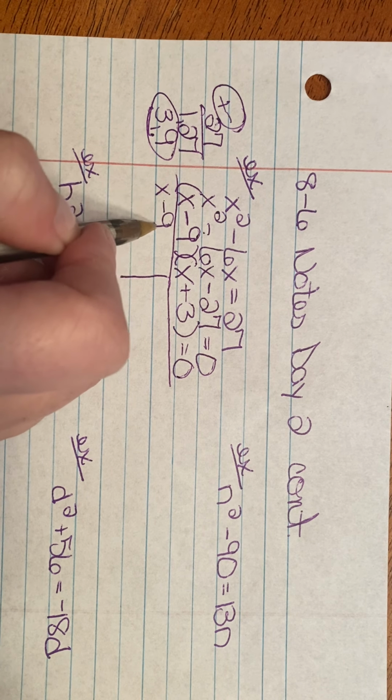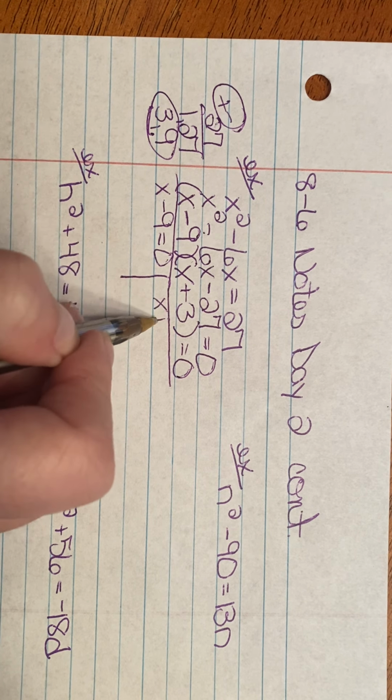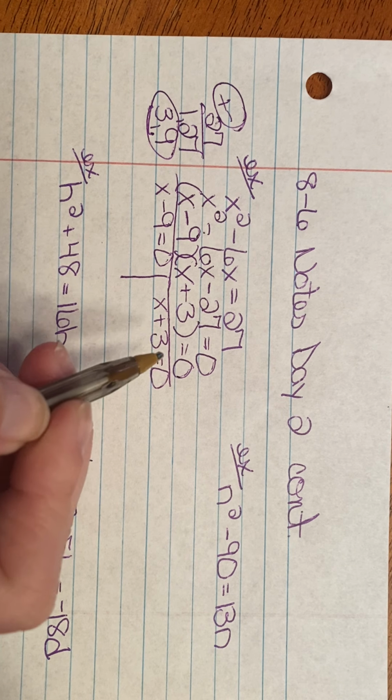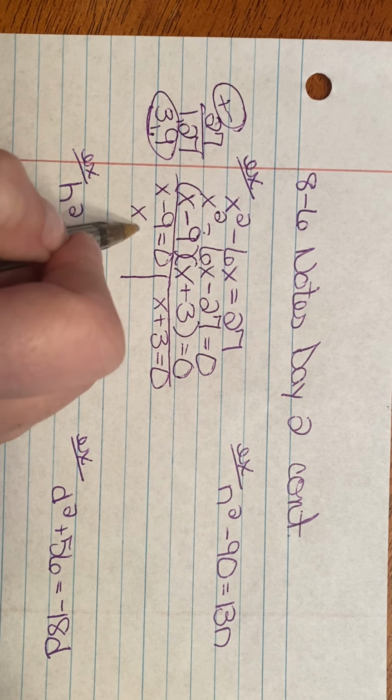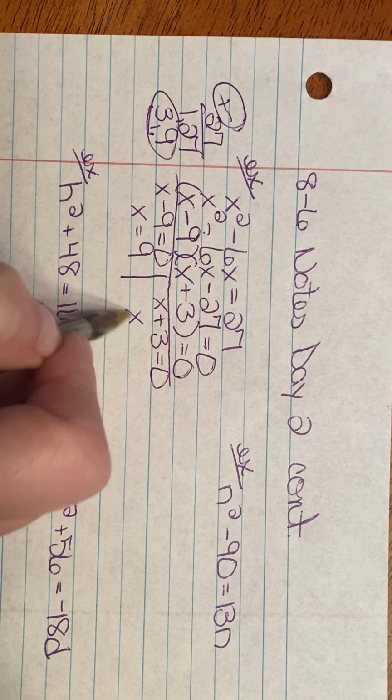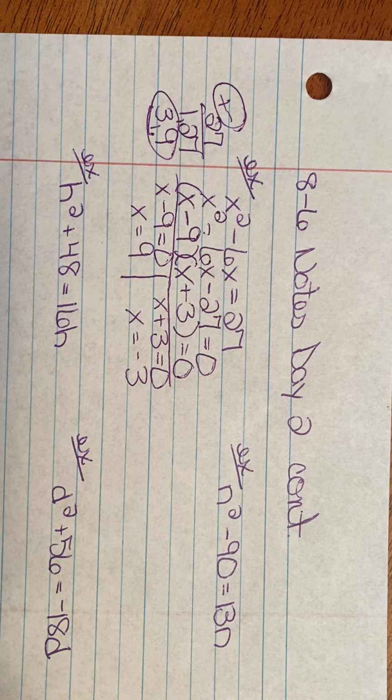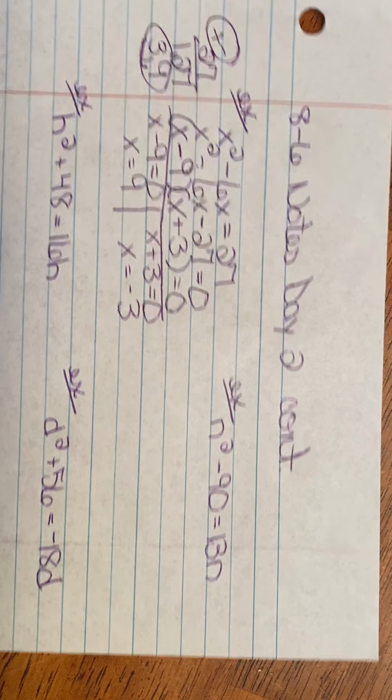X minus 9 equals 0. X plus 3 equals 0. X is going to equal 9. And x is going to equal negative 3. Remember, if you change the sign, you change the side.